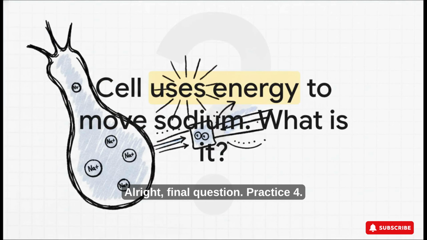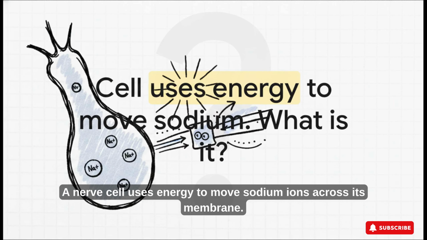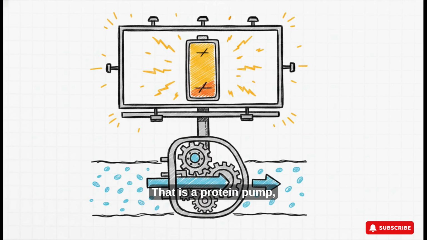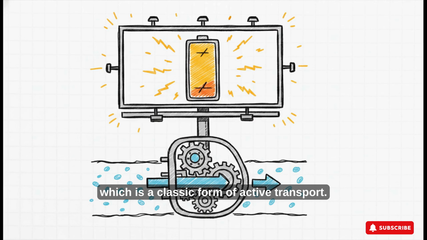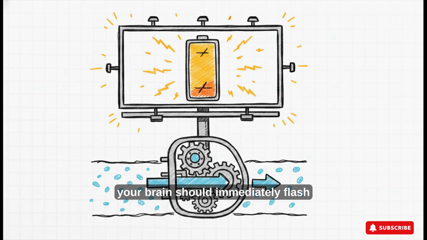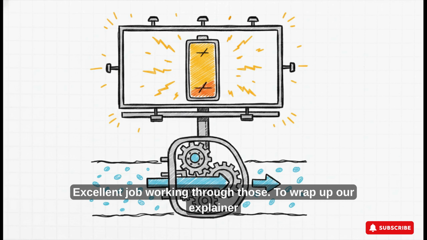All right, final question. Practice 4. A nerve cell uses energy to move sodium ions across its membrane. Listen really closely to those keywords. What mechanism is happening here? That is a protein pump, which is a classic form of active transport. The second you hear that the cell uses energy or needs ATP, your brain should immediately flash a giant neon sign that says active transport. Excellent job working through those.